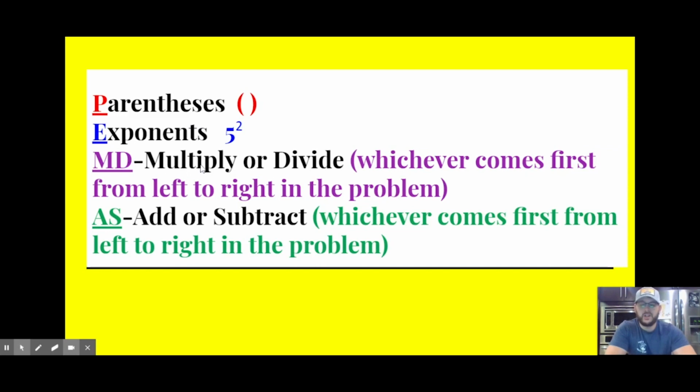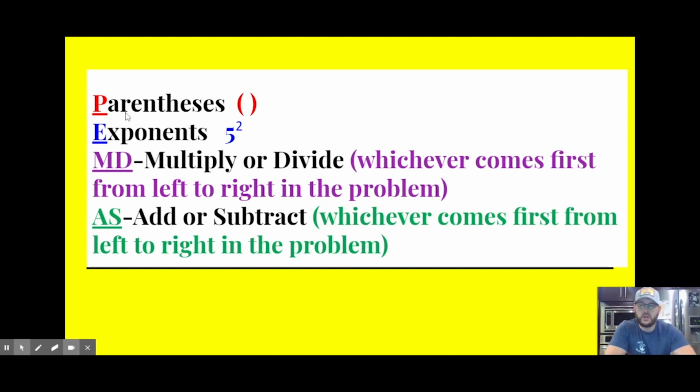If multiplication is the only one of the two that you see, you go ahead and multiply. If you see division and only division, we go ahead and divide. But if you see multiplication and division, we do whichever comes first in the expression from left to right.